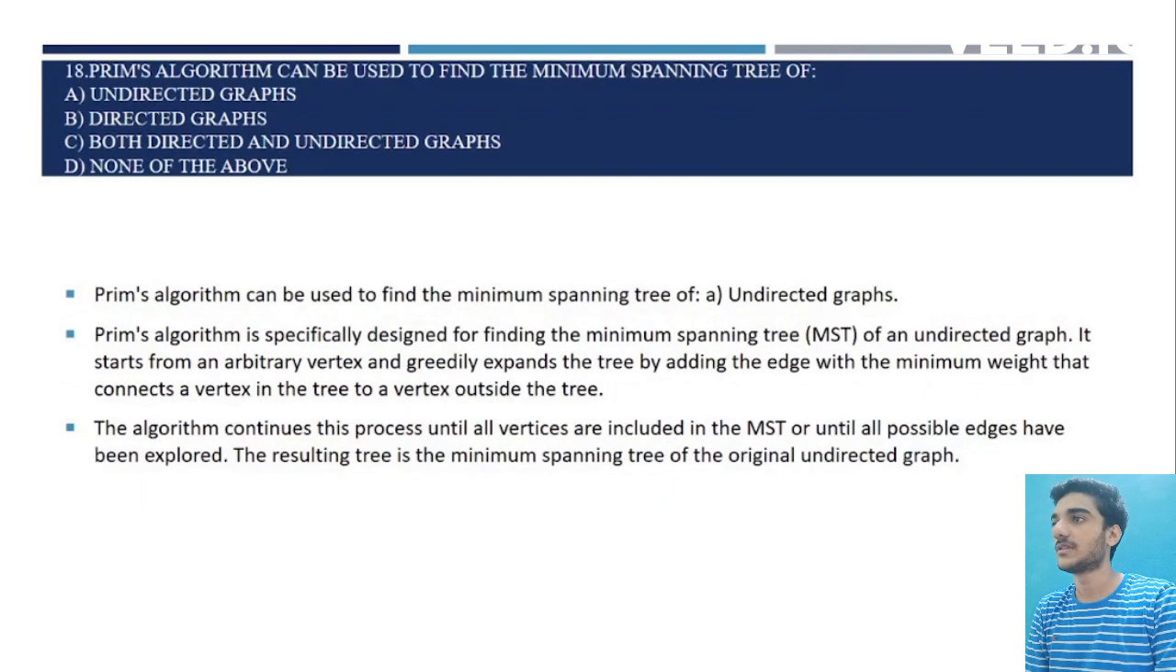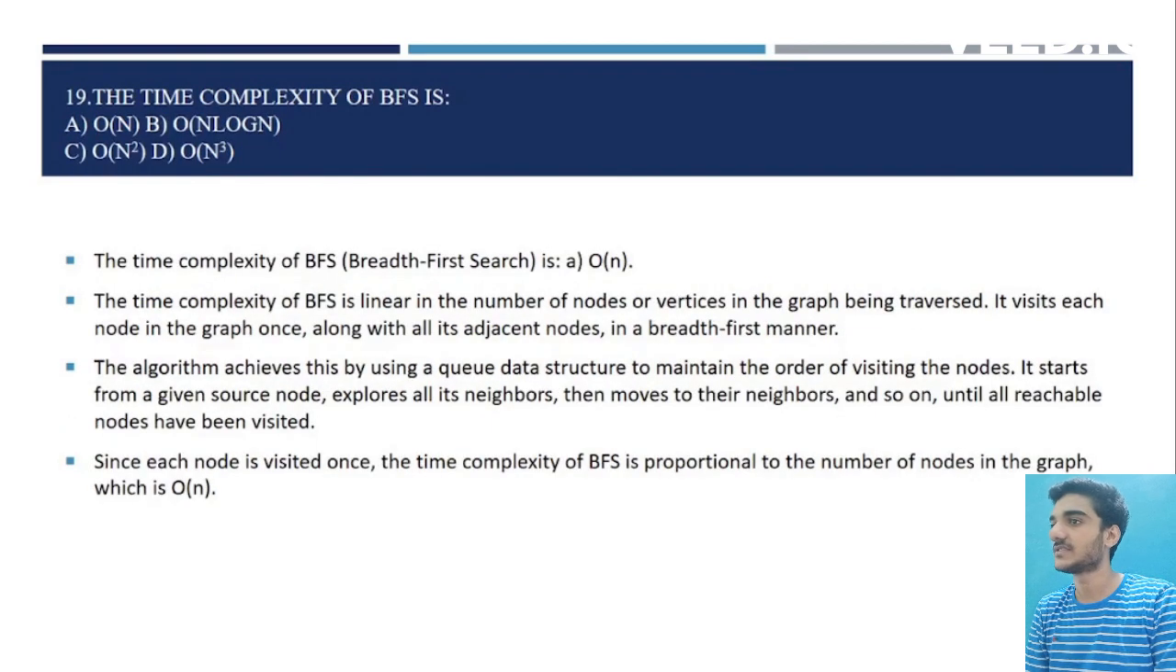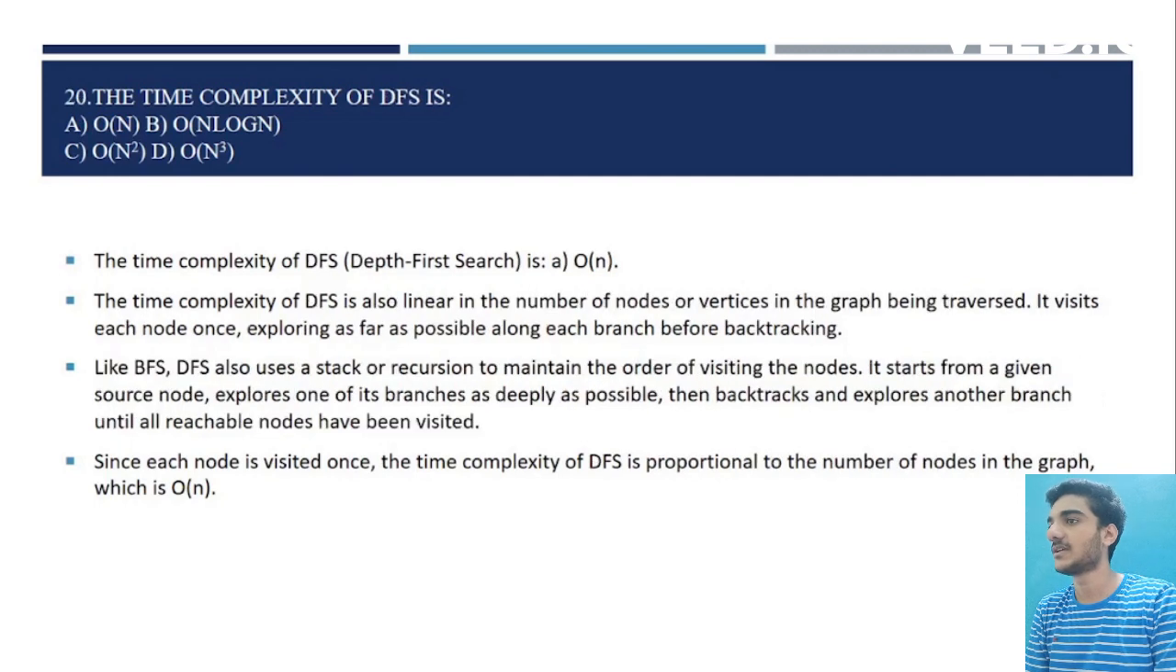Prim's algorithm can be used to find the minimum spanning tree of, and the correct answer is an undirected graph. The time complexity of BFS is big O of n, option A. The time complexity of DFS is also the same, option A, big O of n.